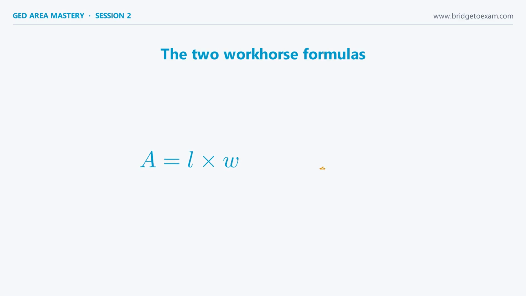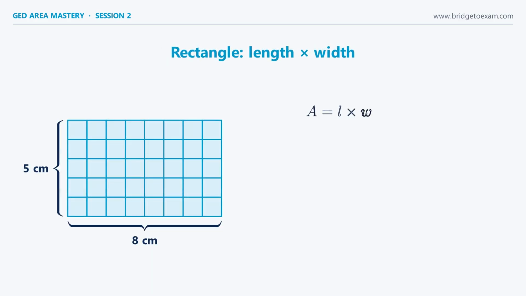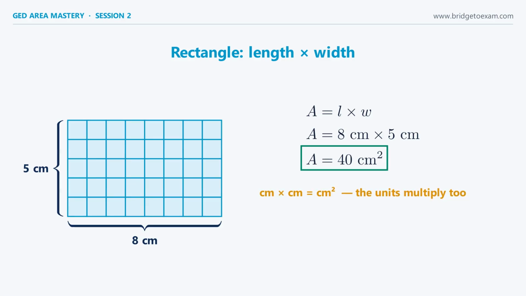Welcome to Session 2. Last time we learned that area is the number of unit squares covering a region. Today, we turn that into the two formulas you'll use most on the GED, the rectangle and its close cousin, the square. A rectangle's area is length times width. Here's an 8 by 5 rectangle, 8 columns, 5 rows.